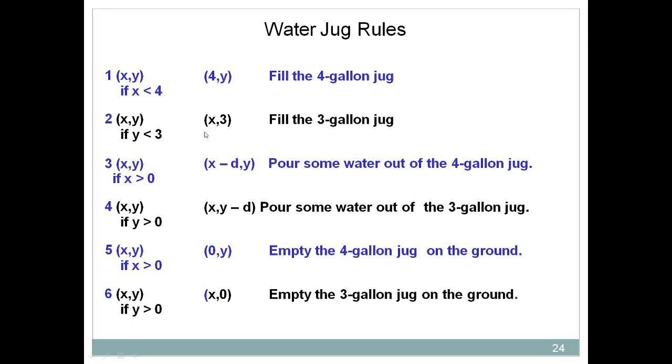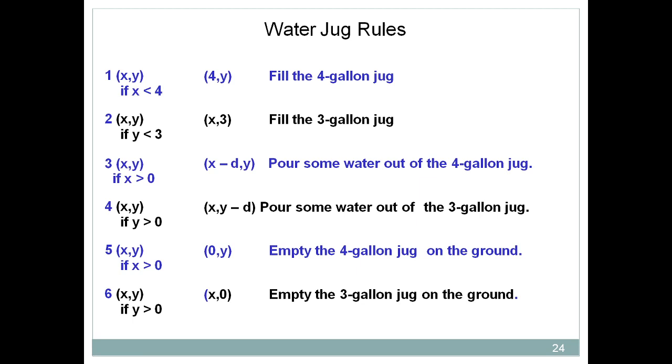Suppose 3 gallons of water are already present in the 3-gallon jug and you try to fill water into it, it is not possible. That's why this condition has to be specified. So in this way we have formulated the two rules for filling the jug. Now the next two rules: pour some water out from the 4-gallon jug. There is a possibility that I will throw some water from the 4-gallon jug.